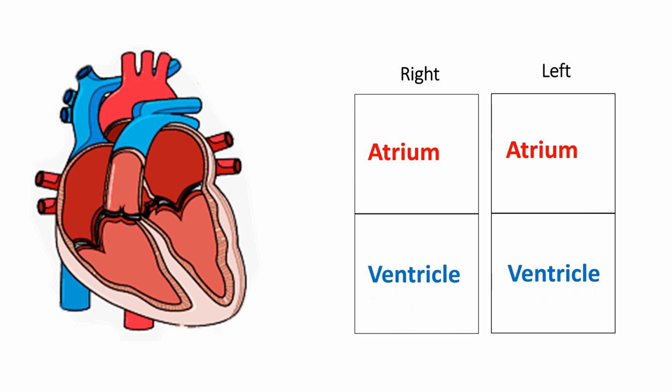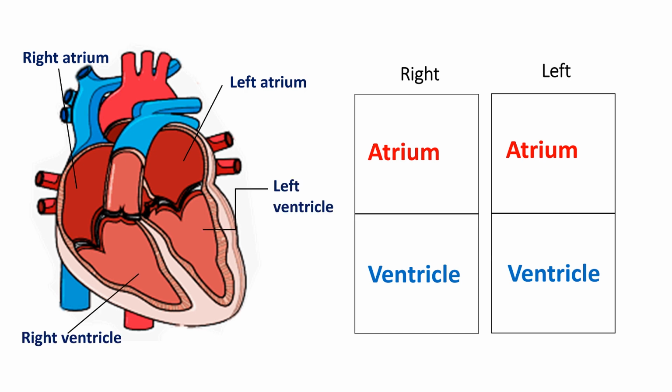Now let's locate the atrium and the ventricles on the diagram. Here we have the right atrium located at the upper end of the heart. Then the left ventricle on the left end of the heart. Similarly goes for the right ventricle and the left ventricle.